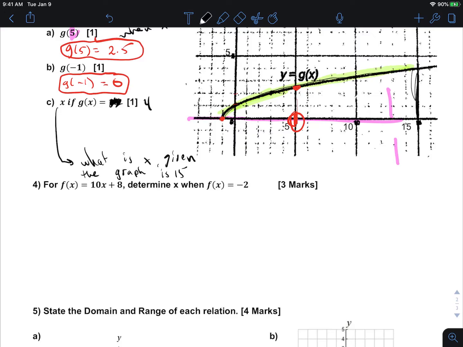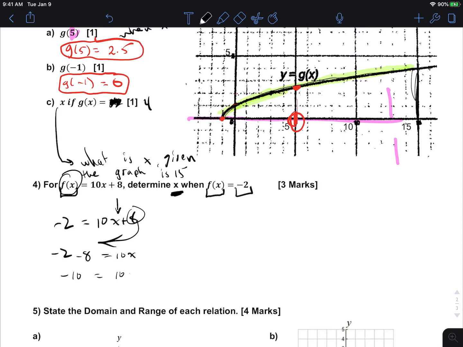This wants to know... so you see here, you're going to replace this whole f of x piece with -2, right? So I see f of x right there. It's telling me that the y value is -2, so I'm going to replace it right here. So -2 is equal to 10x plus 8. And it wants to know what x is. So now I can solve for it, right? So -2, I'm just going to take the 8 and move it over to the other side. -2 minus 8 is equal to 10x. -10 is equal to 10x.